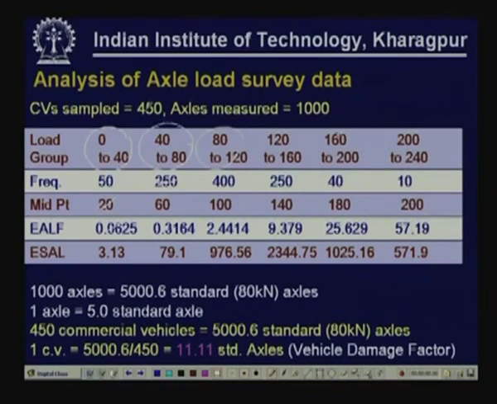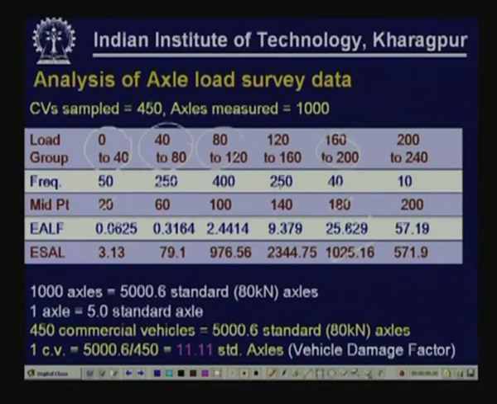Similarly, for the 160 to 200 load range group, if you have 40 axles, the midpoint of this will be 180, and the equivalent axle load factor will be (180/80)^4, which is 25.629, and this multiplied by 40 is the equivalent number of 80 kilonewton standard axle loads. So that is the equivalence of 40 loads ranging between 160 to 200. Similarly, we can work out equivalent standard axles for each one of these load groups, knowing the frequency for each load group.